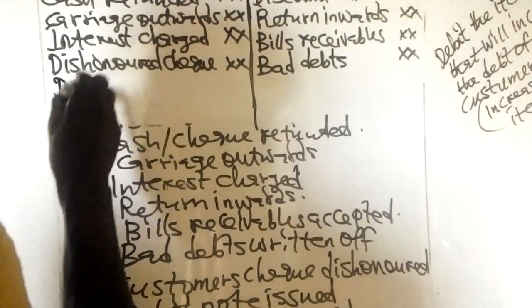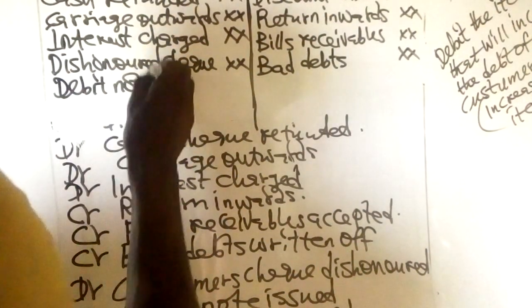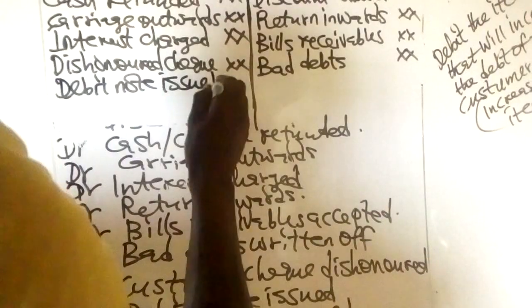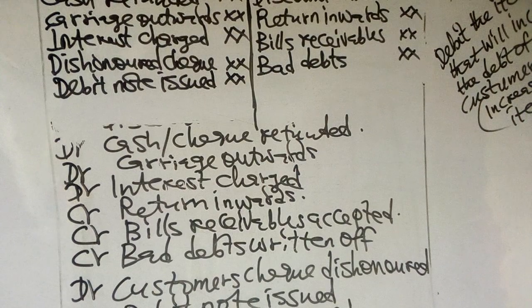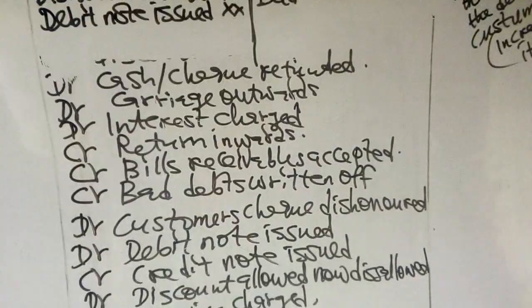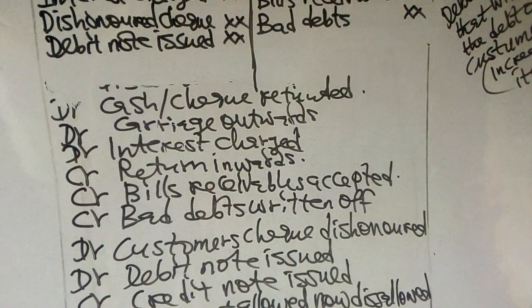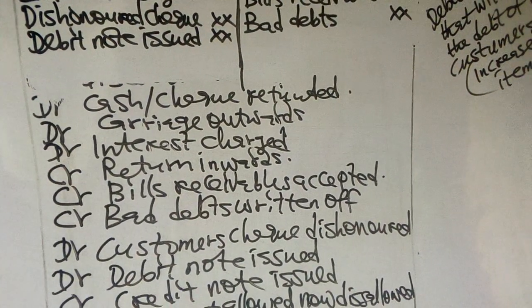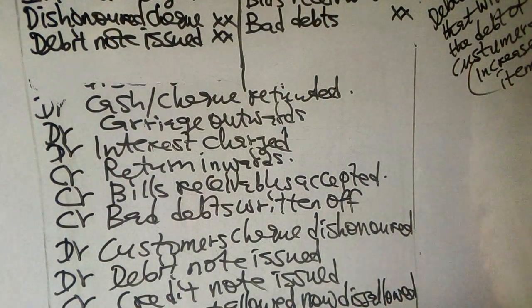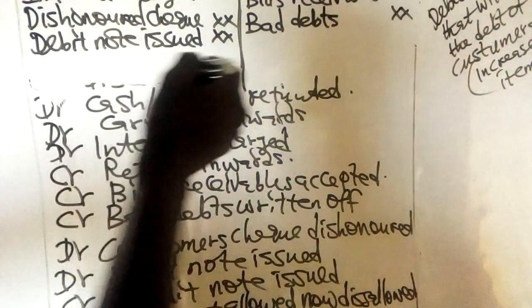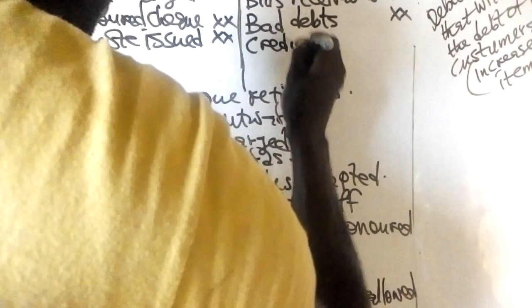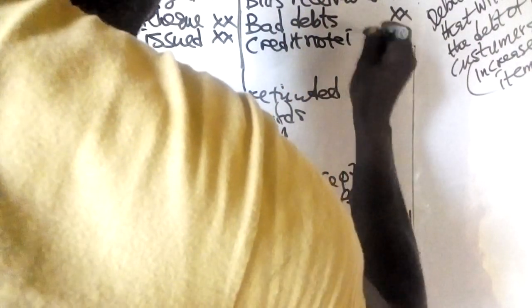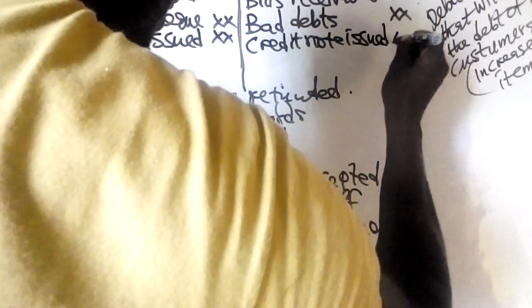Debit note issued. But if you have debit note received, that will appear in the supplier's account. You use the debit note received in the payable ledger control account. Then we have credit note issued. When you issue a credit note, that means you are crediting the accounts of the customers. Their indebtedness reduces. So for credit note issued, you credit your receivable ledger control account.